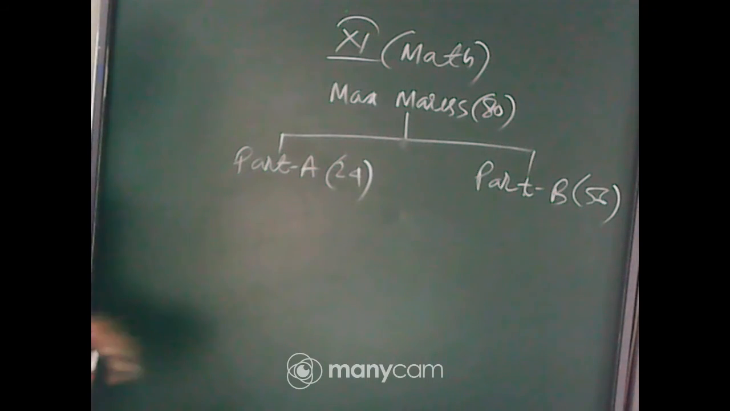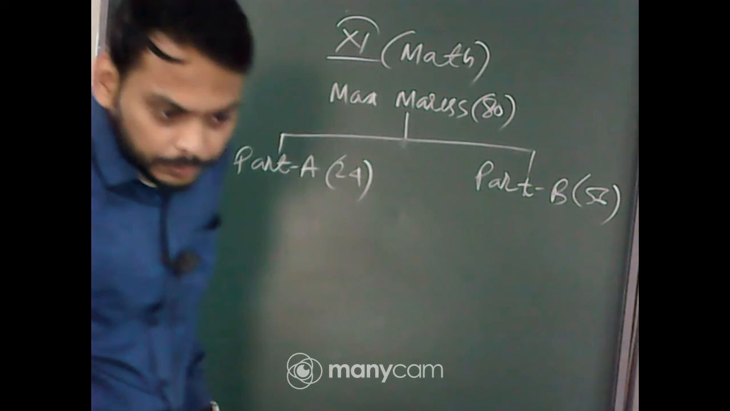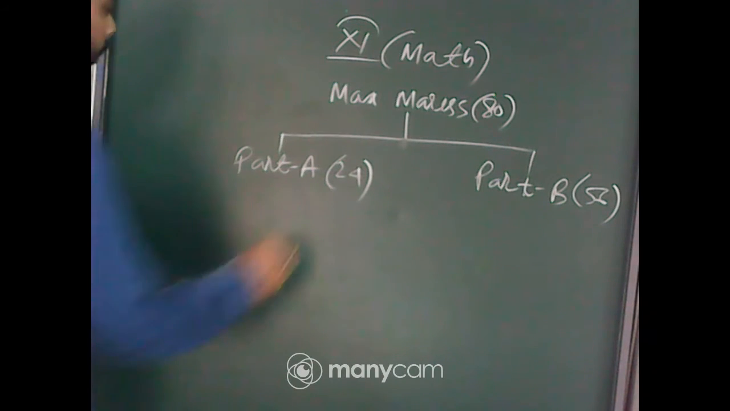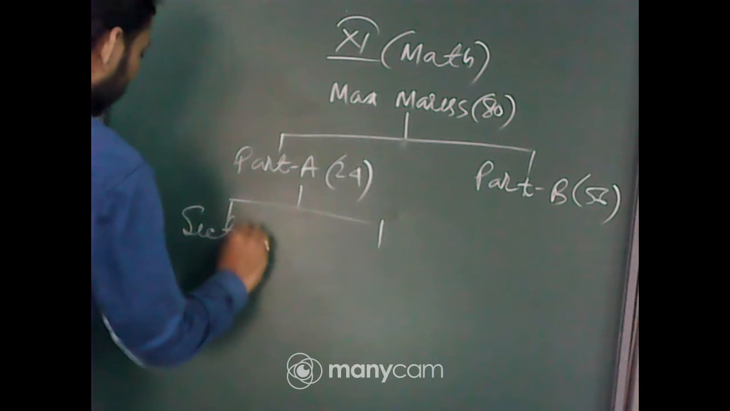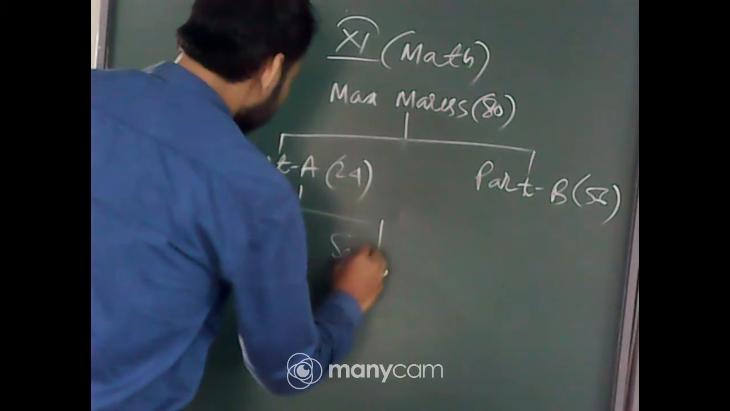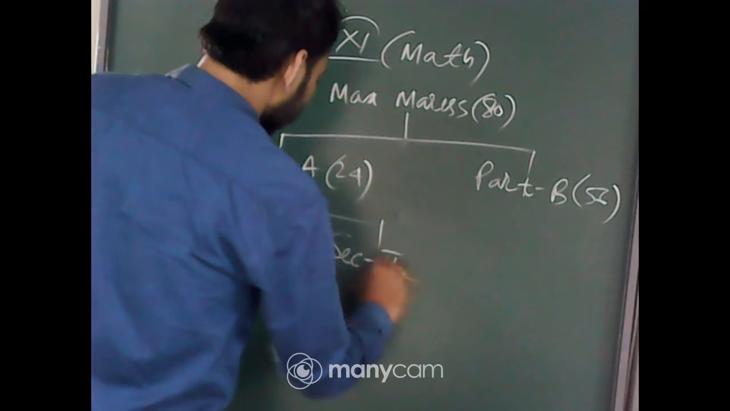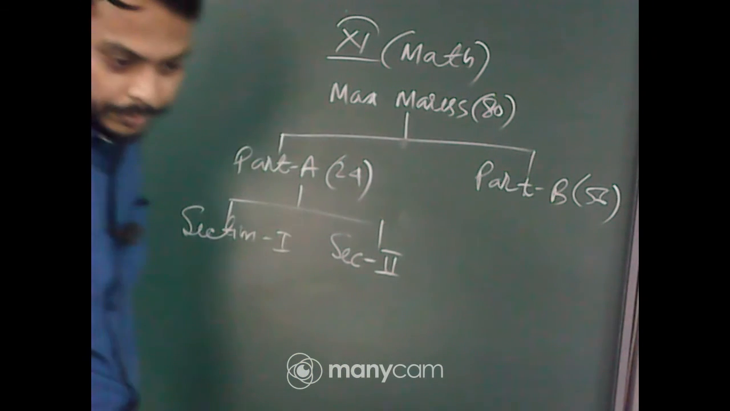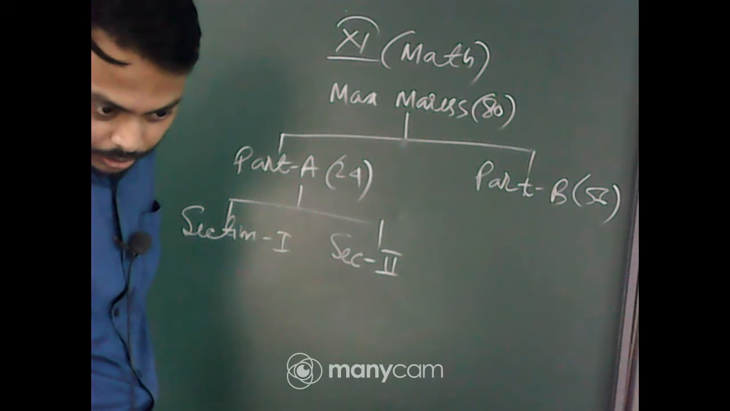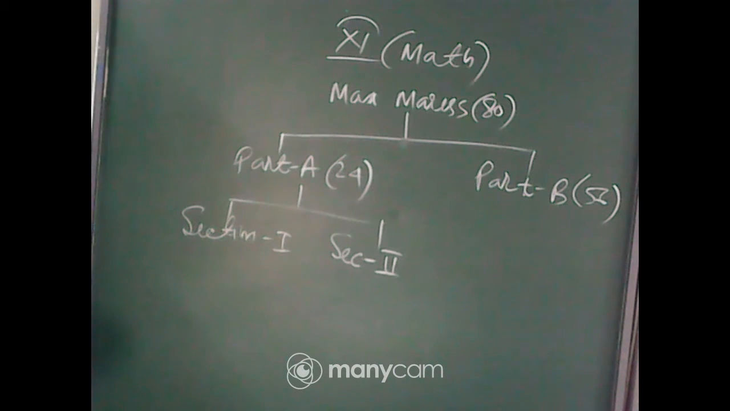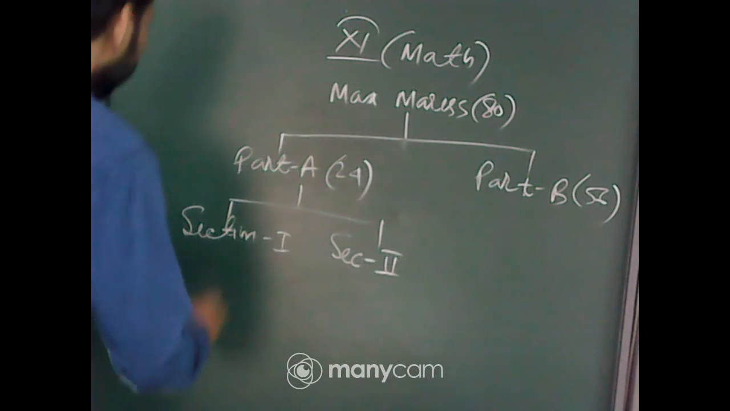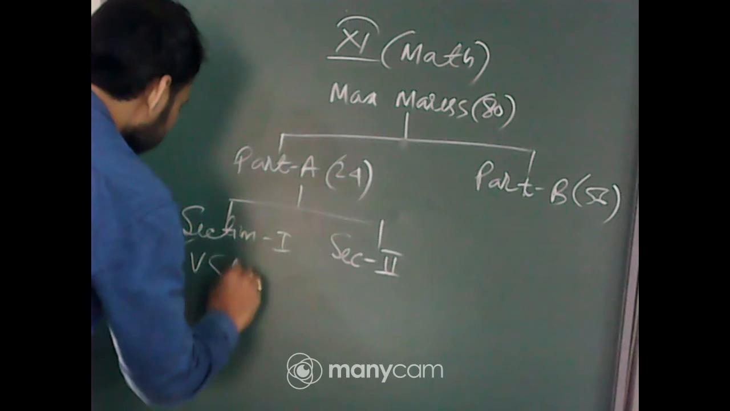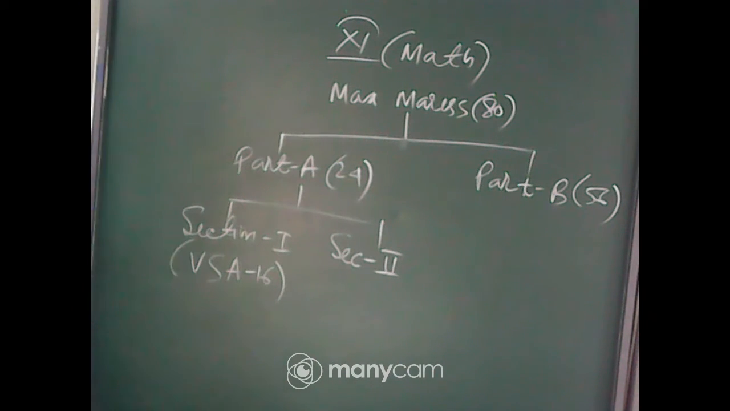Now part A, the objective type of questions, will have two sections, section 1 and section 2. Section 1 consists of 16 very short answer type questions. So 16 VSA questions will be there in section 1.